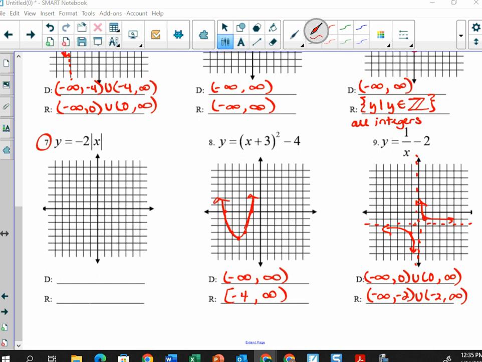All right, guys, number 7. -2 absolute value of x. What is that -2 doing? Stretching, yes, and flipping. So 0, 0 is still there. Instead of 1, 1, I'm going to have 1, -2. Instead of 2, 2, 2, -4.